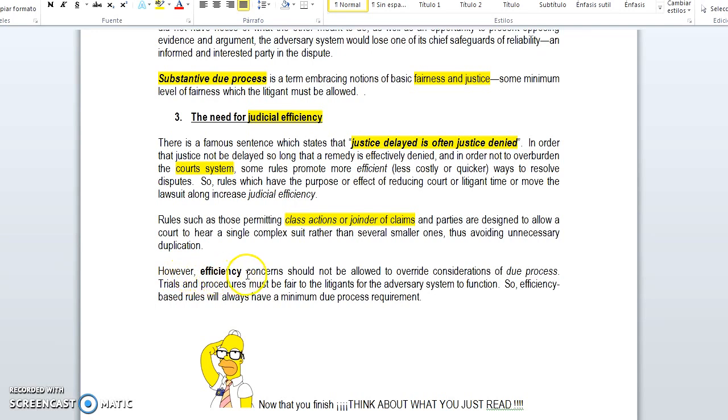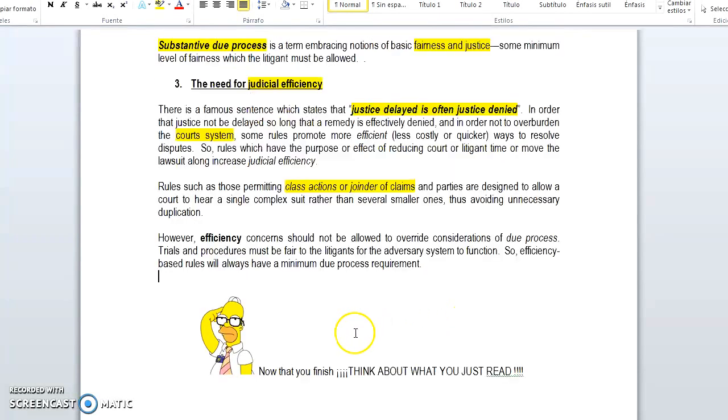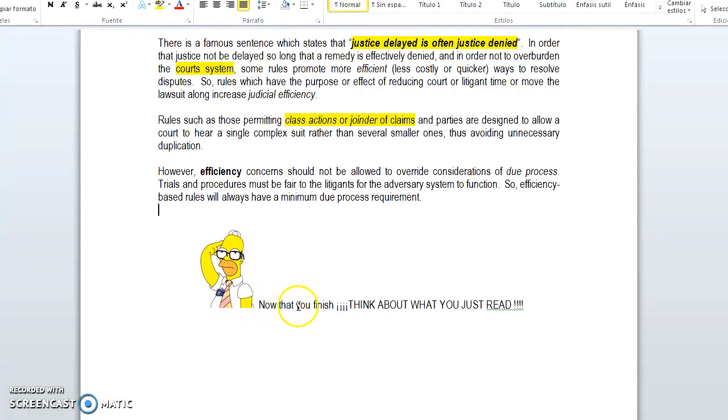However, efficiency concerns should not be allowed to override considerations of due process. Trials and procedures must be fair to the litigants for the adversary system to function. So, efficiency-based rules will always have a minimum due process requirement. So, now that you finish, think about what you just read. Just think about it.